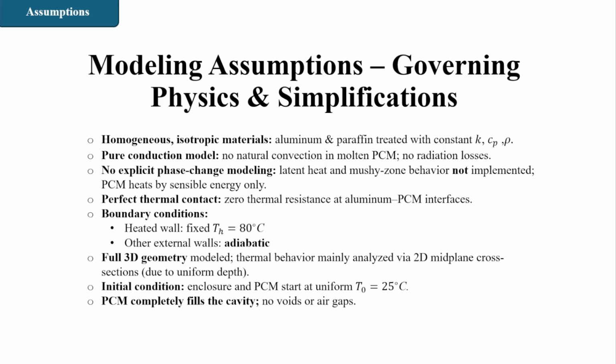As model assumptions to keep the model controlled, both aluminum and paraffin have constant isotropic properties. I include only transient conduction, no natural convection, no latent heat, and perfect thermal contact at all metal-PCM interfaces. So the enclosure starts uniformly at 25 degrees Celsius and only one wall is heated to 80 degrees Celsius. Even though the model is 3D, results are evaluated using a central 2D slice since the geometry is uniform in depth. These assumptions strip the problem down to its conductive core so we can isolate the effect of fin height with no other competing physics.